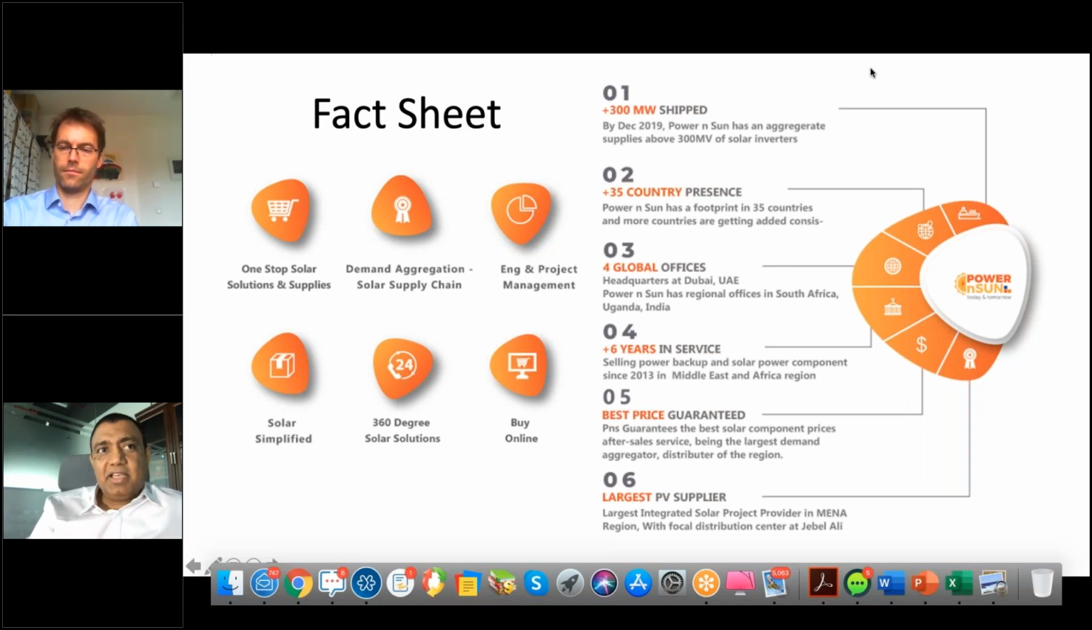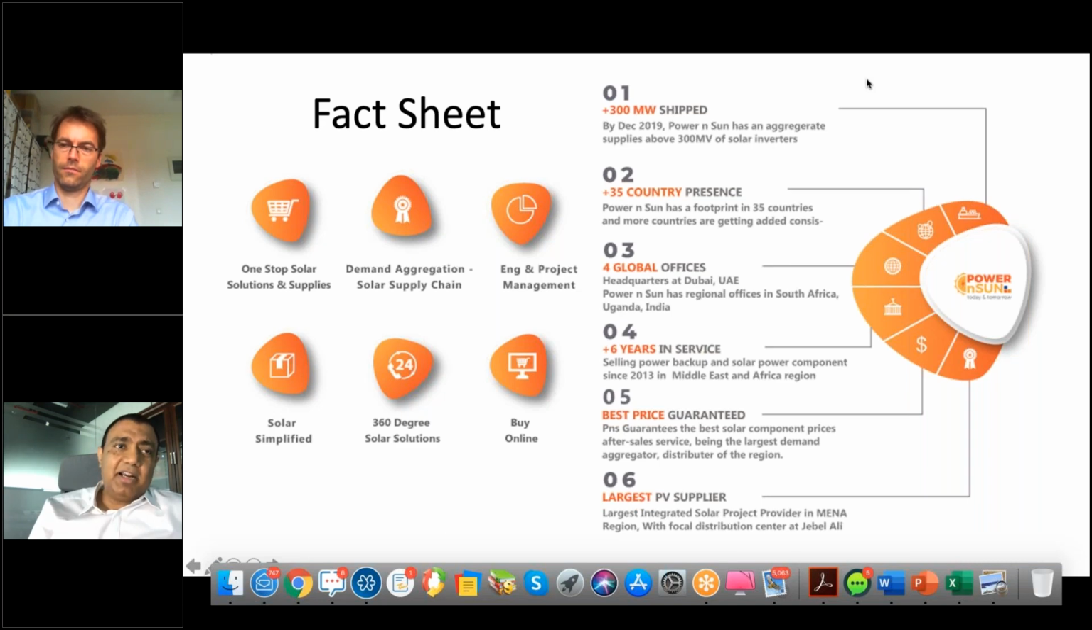As I said, we are an integrated company where all the components are integrated and then supplied to the EPCs. We have shipped close to around 300 megawatts in the last 3 years, to 35 countries in Africa and the Middle East, where we predominantly have our footprint. We have close to 4 global offices now, and more than 6 years in the industry.